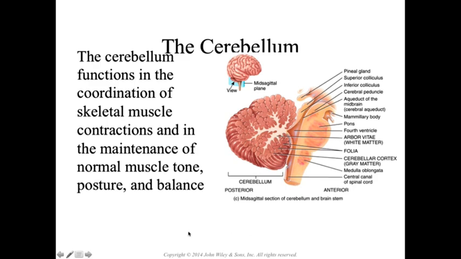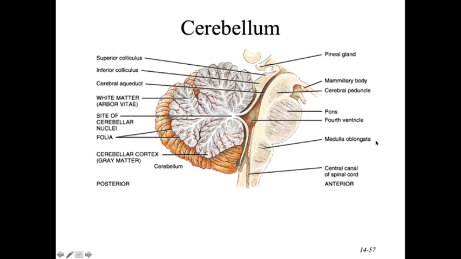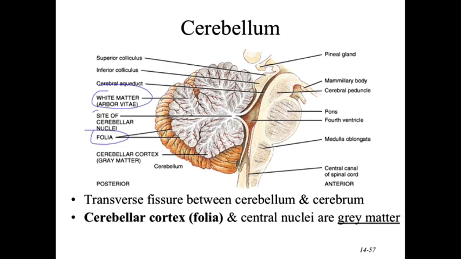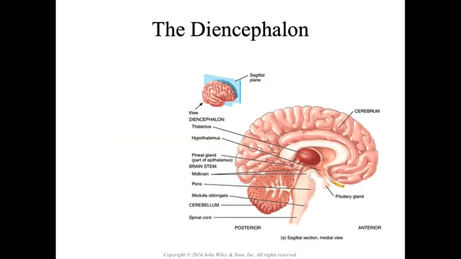You can look here in this picture. I really like this one because you can see clearly the arbor vitae, the white matter, and the folia, which is a gray matter. Another great picture, just the different colors showing the arbor vitae, which is white matter, and then the folia, which is gray matter. Arbor vitae, what do you do on Arbor Day? You plant a tree. So it's tree of life.